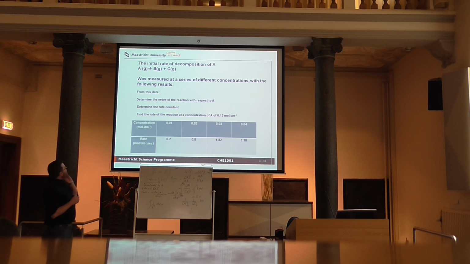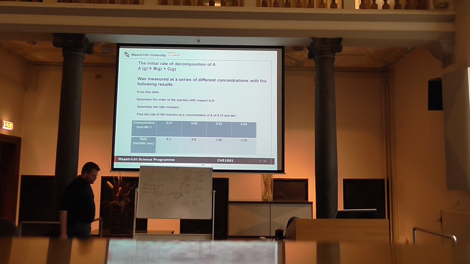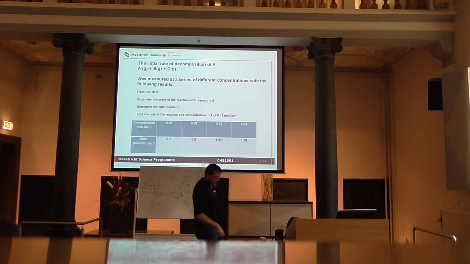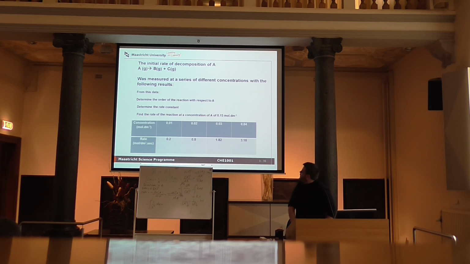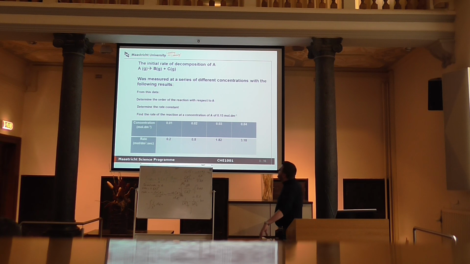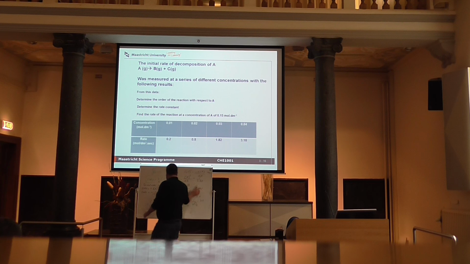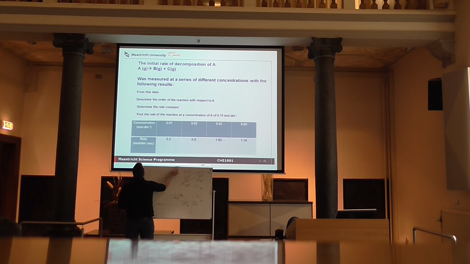So what we have here again is just a simple decomposition reaction, similar to what we had with H2O2. Remember that reaction we had in the beginning, H2O2 going to water plus oxygen. This is something like that. And what these guys have done is to change the concentration and measure the initial rates. Now, this is a nice question, so let's do this together. From this data, determine the order of the reaction with respect to A.